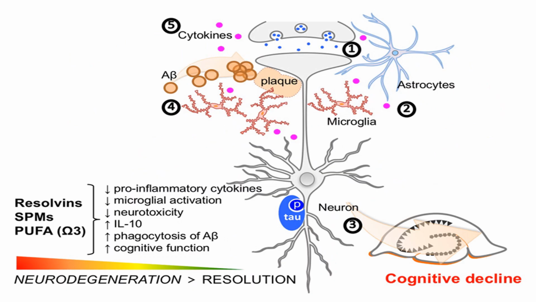This picture also shows a diseased neuron where these A-beta fragments from amyloid precursor protein are present, and this tau protein is present. These factors are important in improved resolution or reversal of neurodegeneration: pro-inflammatory cytokines, microglial activation, interleukin 10, phagocytosis of A-beta. These factors would improve cognition and would not cause the disease or neurodegeneration.